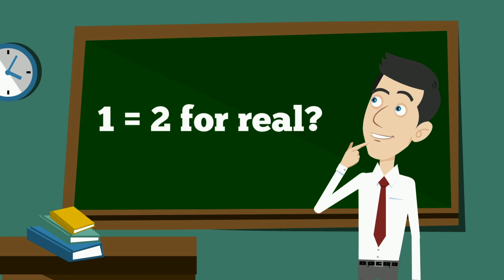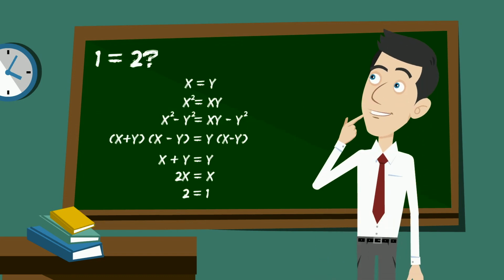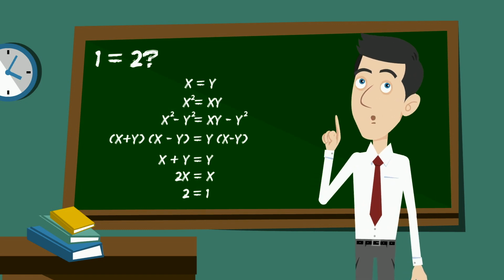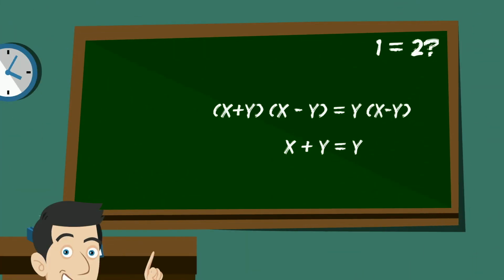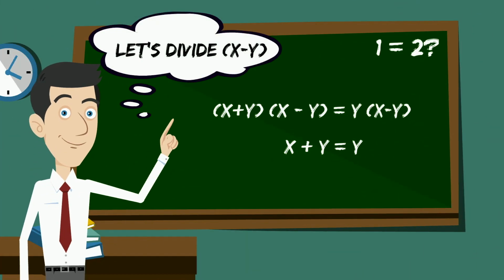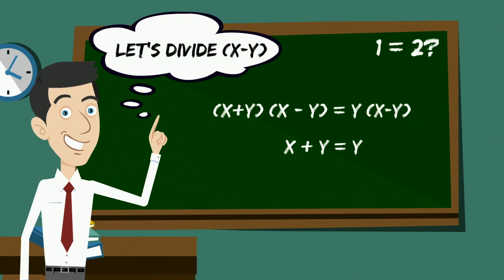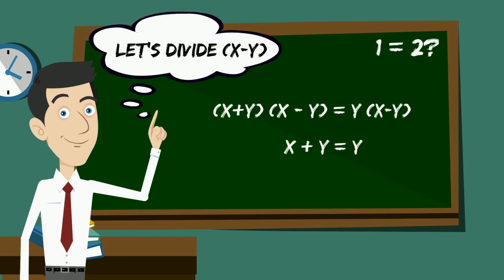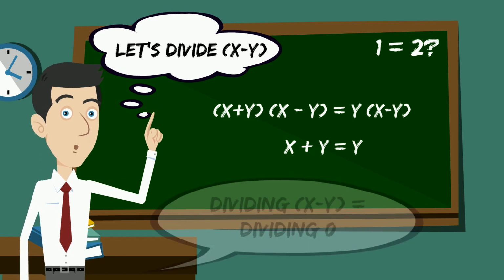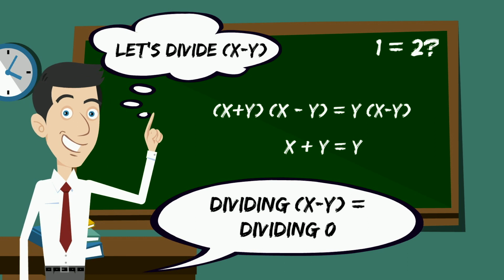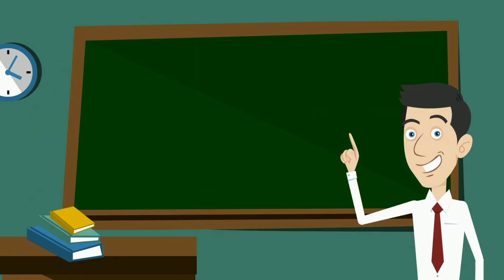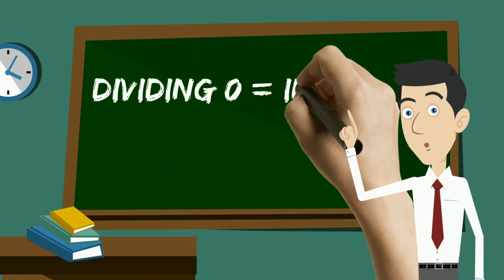Well, let's have another think, and is that true? Let's revise our derivation and see if there's anything wrong. Everything looks right until now. What we did was dividing by x minus y. Remember, x and y are the same, so when we subtract one from the other, it becomes 0. This is where the problem is. We cannot divide anything by 0, because the answer would be infinity.